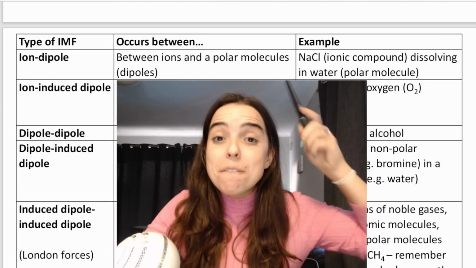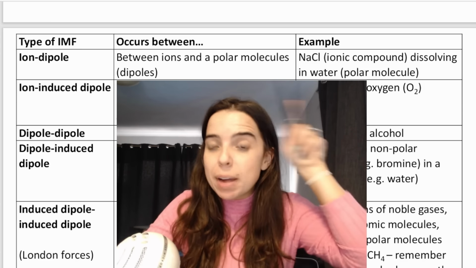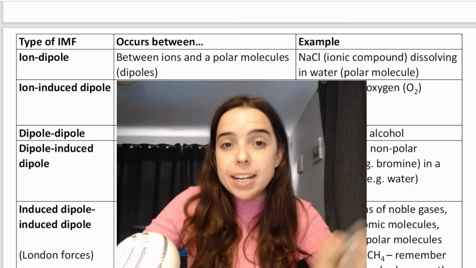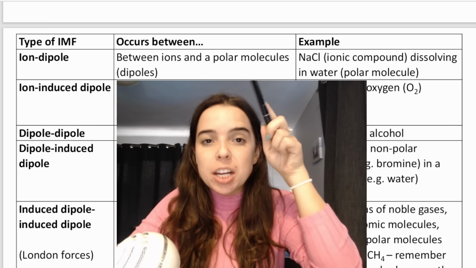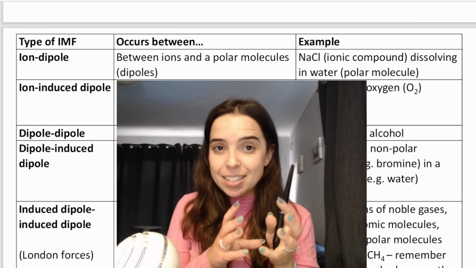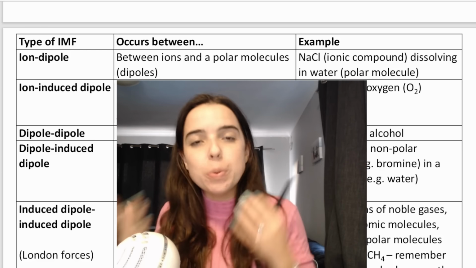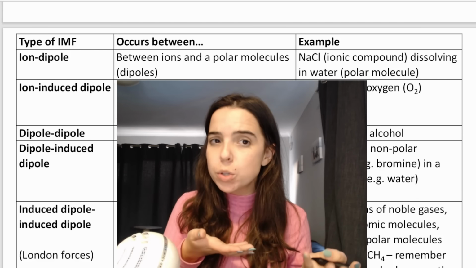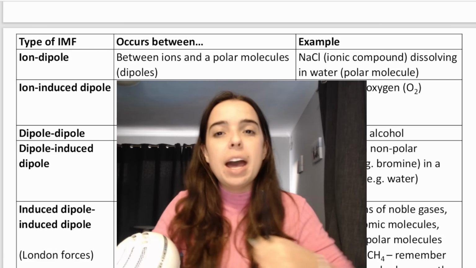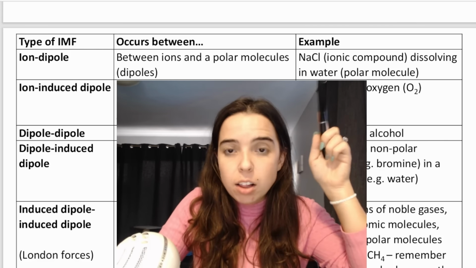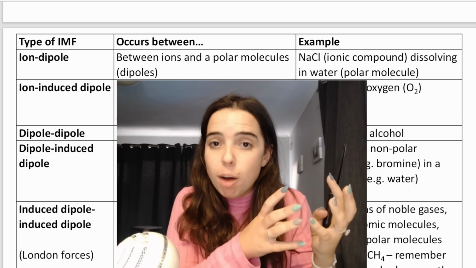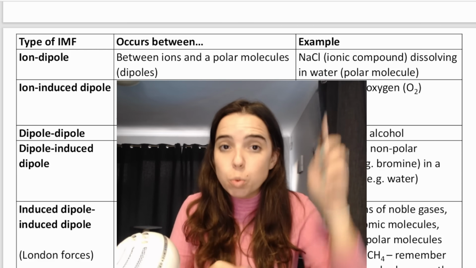So jumping into our first type of force on my table over here is ion-dipole. And I said it occurs between ions and polar molecules. Remember, we said polar molecules are dipoles. So ion-dipole. An example is NaCl, which is your ions, your ionic compound, dissolving in water, which is your polar molecule, your dipole.